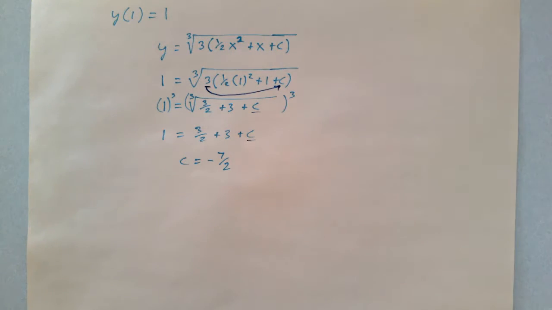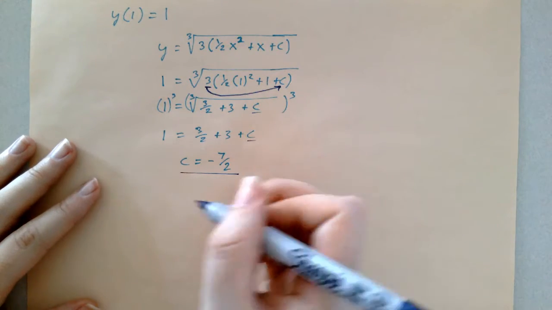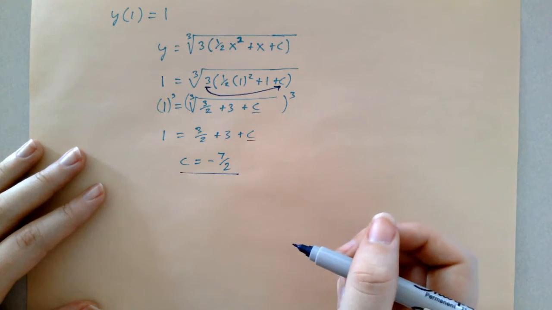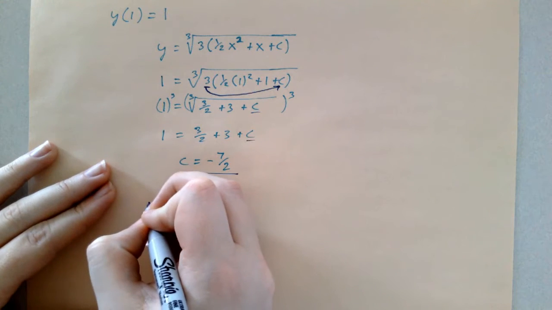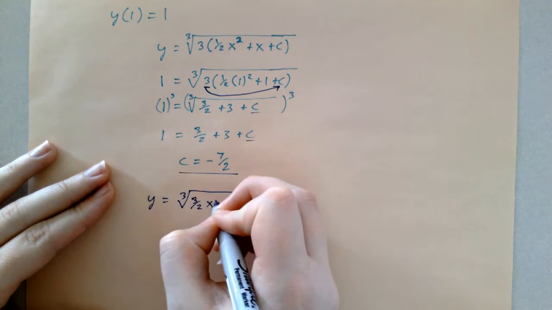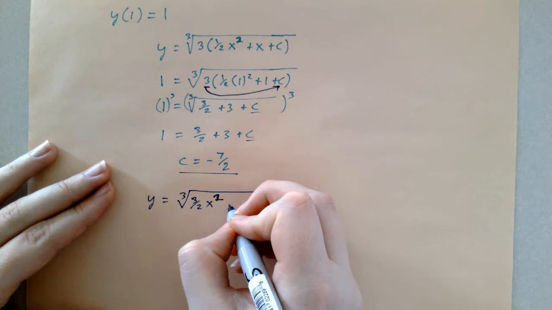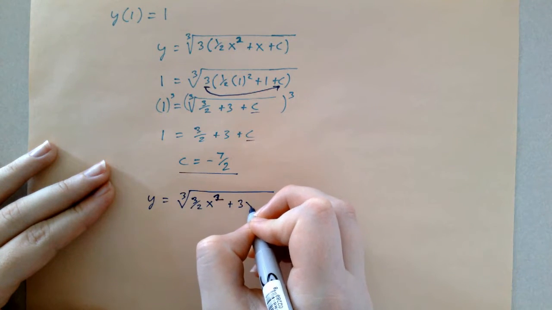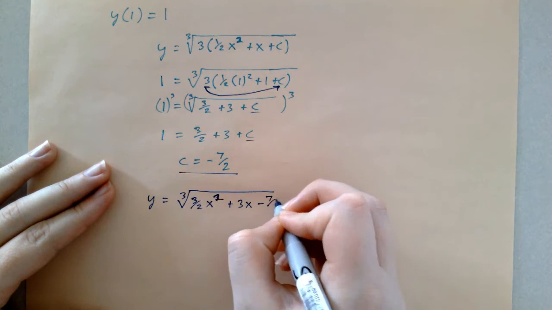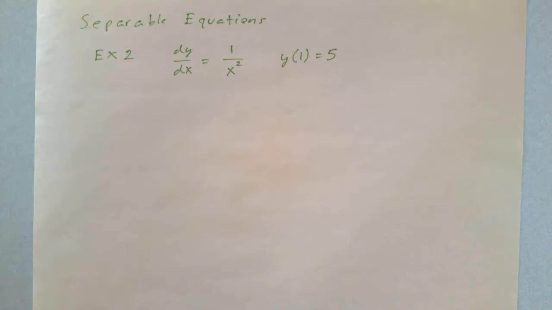Now that we've solved for this value of c, we need to go ahead and write the final form of our equation. So we have y equals the cube root of 3/2 x squared plus 3x minus 7/2, all under that cube root. And this is our final equation for y. We will move on to our second example of a separable equation.